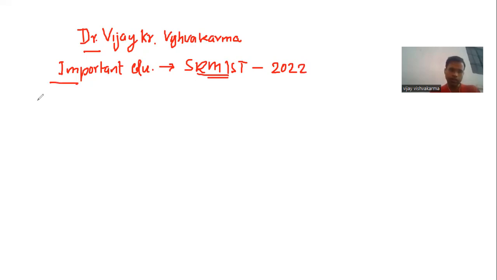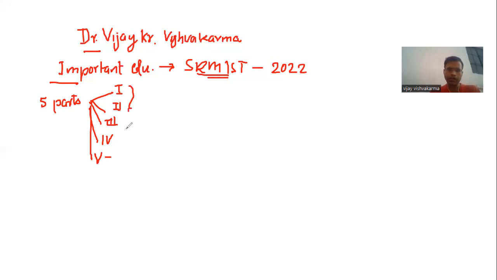The whole lecture is divided in 5 parts. These are the 5 units basically: unit first, unit second, unit third, unit 4, and last one is unit 5.